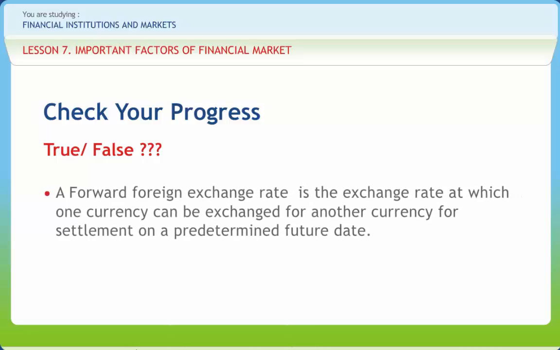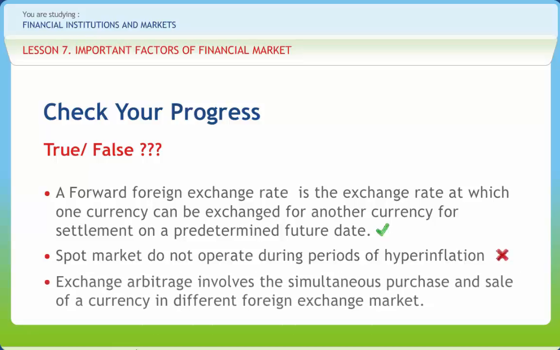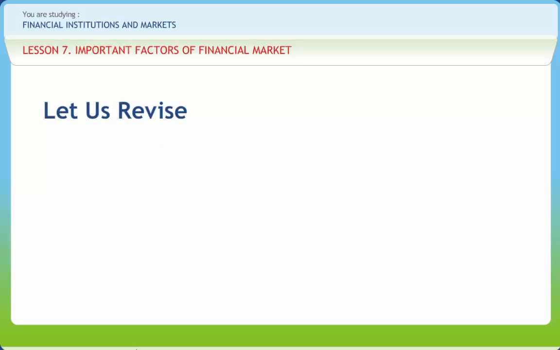A forward foreign exchange rate is the exchange rate at which one currency can be exchanged for another currency for settlement on a predetermined future date. Right or wrong? Right. Spot market does not operate during periods of hyperinflation. Right or wrong? Wrong. Exchange arbitrage involves the simultaneous purchase and sale of a currency in different foreign exchange markets. Right or wrong? Right.